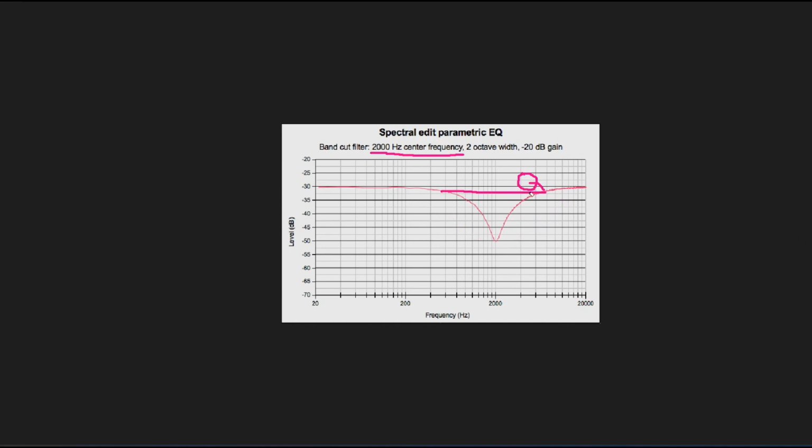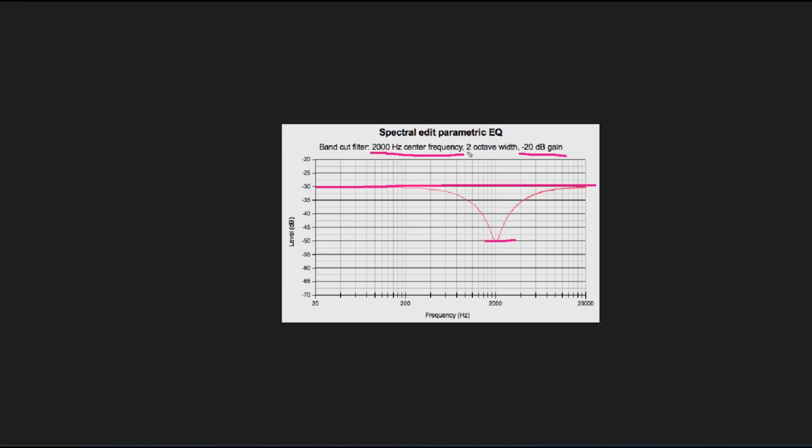And then the third parameter that we have is the gain of the filter. You see here that they specify minus 20 dB gain. That's because this right here is our unity gain level, minus 30 dB FS in this case, and you see that our peak is down here at minus 50. So what it's doing is notching out 2 kilohertz by 20 dB relative to it doing nothing. And obviously we see that as we get away from the center frequency, the filter does less and less.